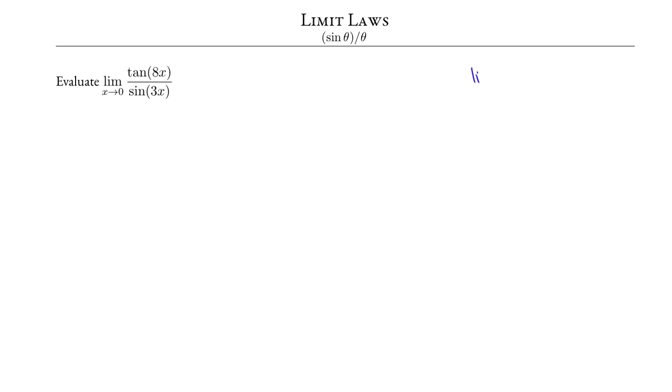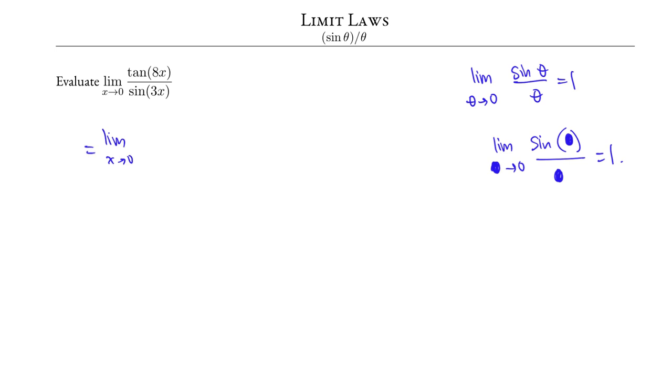We're going to use the fact that the limit as theta goes to 0 of sine of theta over theta is 1. In fact, the limit of any block that goes to 0, sine of that block over the same identical block, is 1. In this case, we're going to rewrite this limit using sine and cosine only.